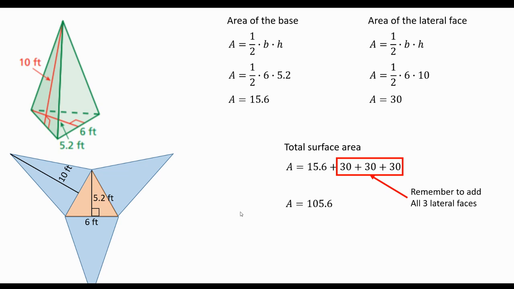So very similar to what we did yesterday, big difference. I mean, we had a square yesterday and four lateral faces. Today we have a triangular base and only three lateral faces. So make that adjustment when calculating. And just remember 1/2 times base times height. You're calculating the area of triangles for this entire day.